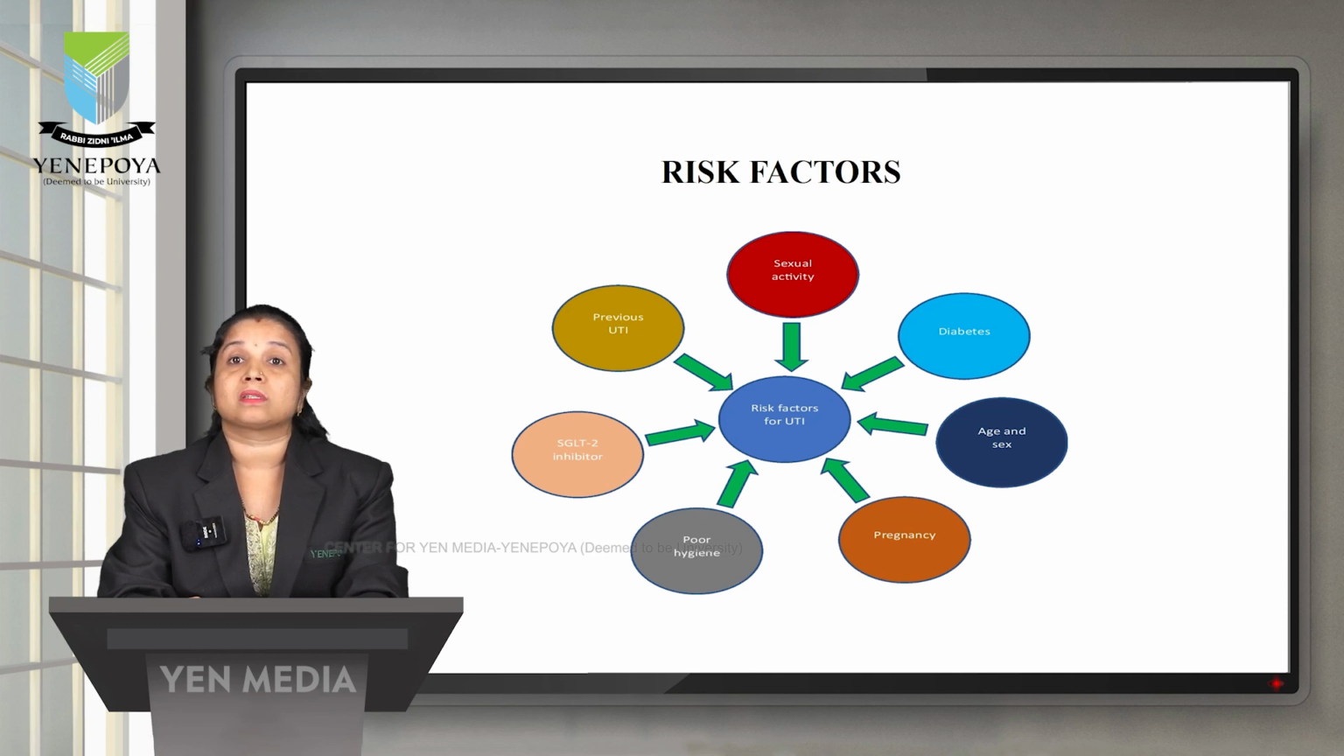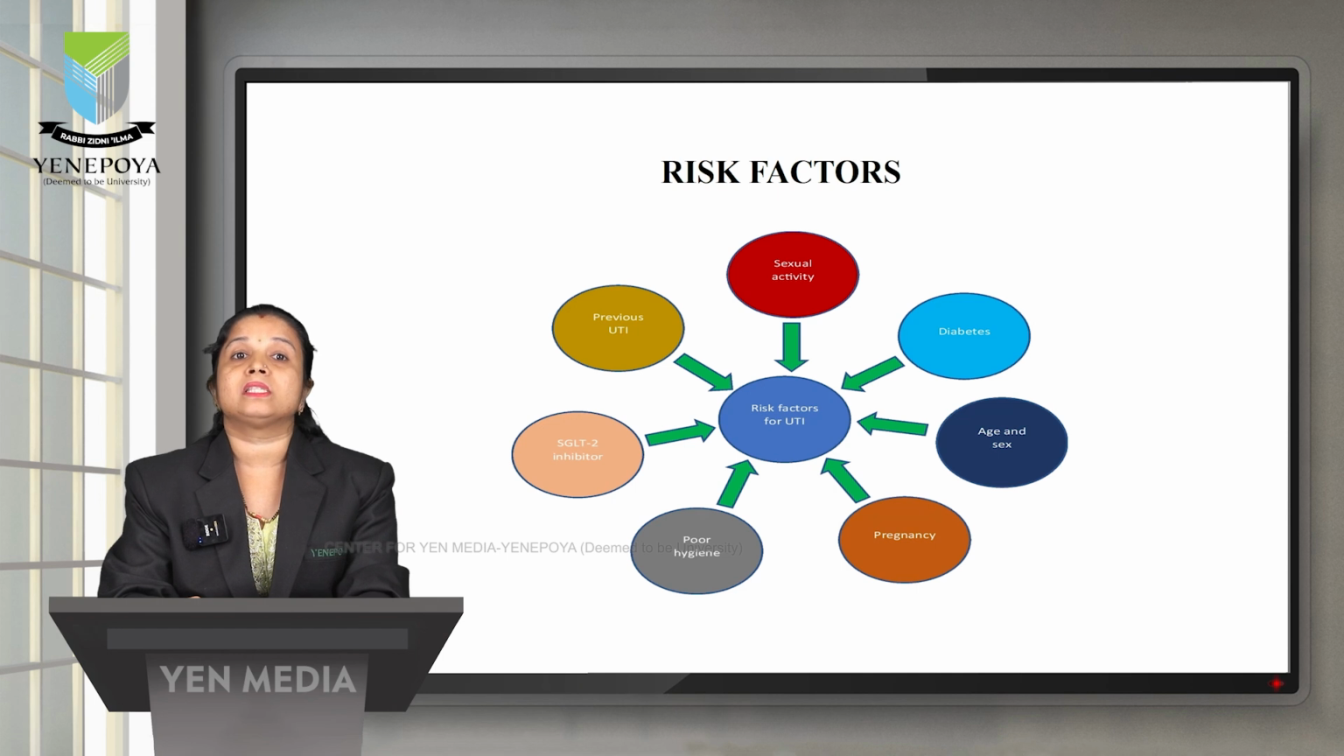Coming to gender, compared to females, males are less prone to get a urinary tract infection, and in males, after the age of 65 years, because of the enlargement of the prostate gland, there may be a chance of leading to urinary tract infection. The second risk factor is pregnancy. During pregnancy, due to hormonal changes and the pressure of the growing uterus on the bladder, pregnant women are more prone to get a UTI.